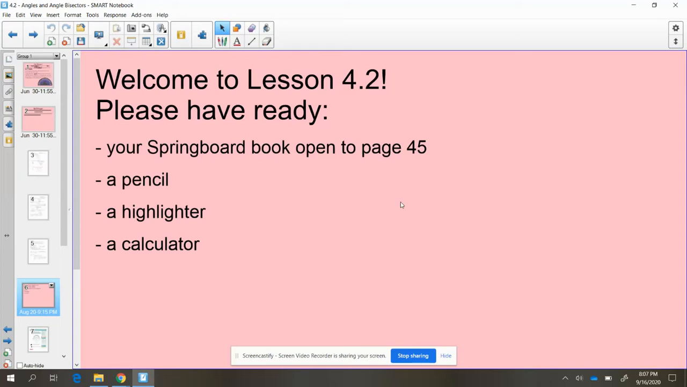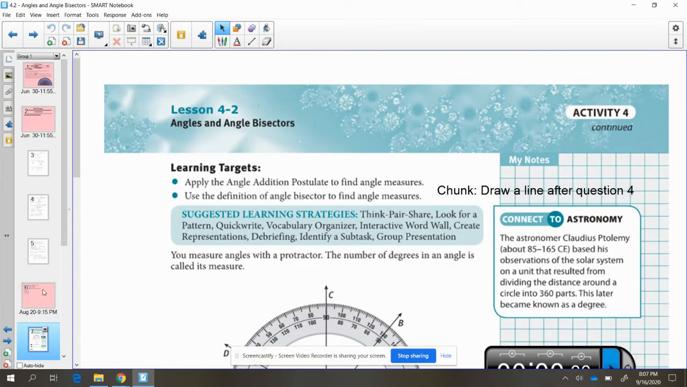Hi, everybody, and welcome to lesson 4.2. Today we are beginning on page 45 in your Springboard book, and we are definitely going to be wanting a pencil, a highlighter, and a calculator. You may also want some multiple colored pencils, if you have them available to you.